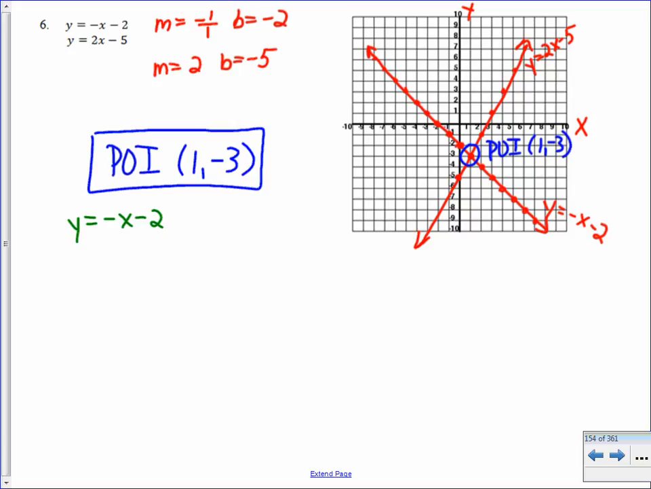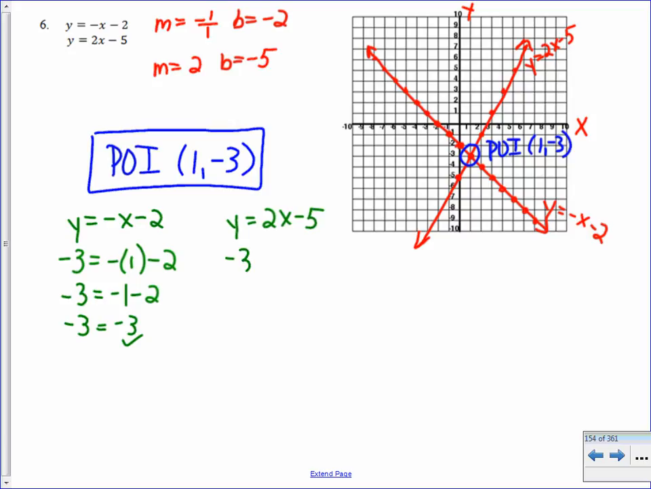When I perform a check in the first equation, y is negative 3, x is 1, so I do get negative 3 equal to negative 1 minus 2. I get negative 3 to equal negative 3, which is a true statement. I also have to check it in my next equation, y equals 2x minus 5. So I have negative 3 equals 2 times 1 minus 5, negative 3 equals 2 minus 5, and sure enough, that does agree as well. Negative 3 is equal to negative 3.